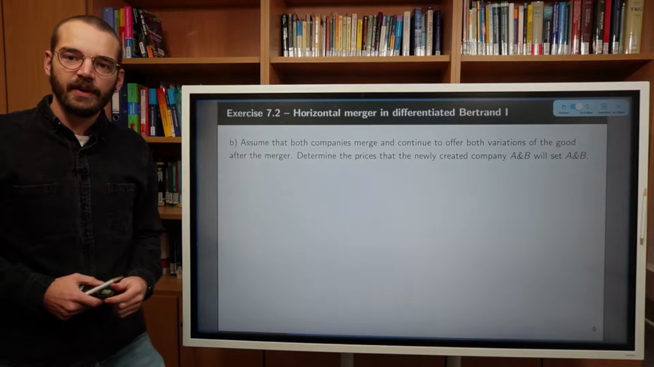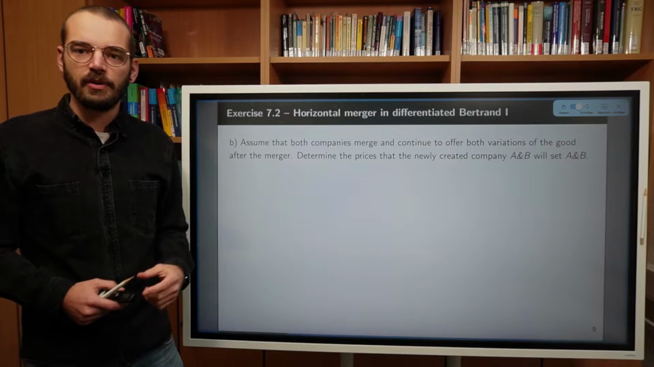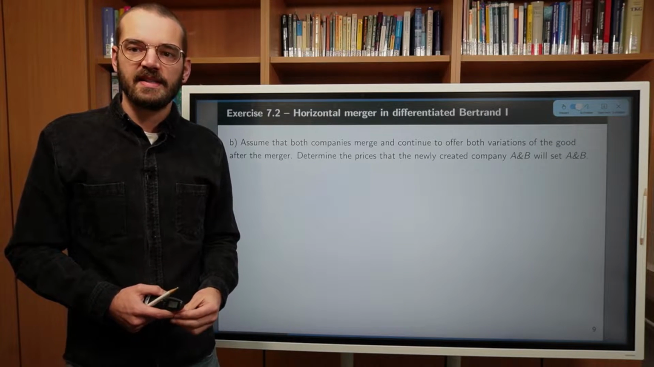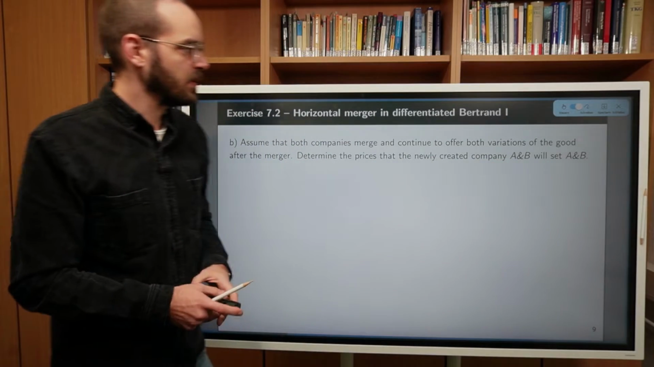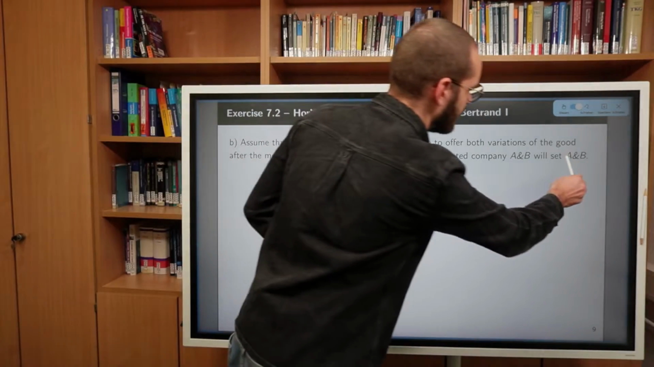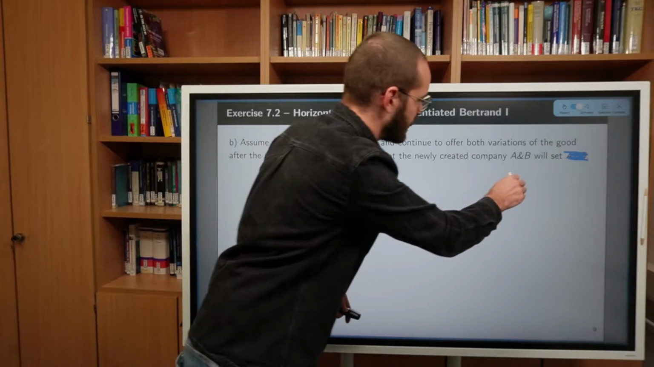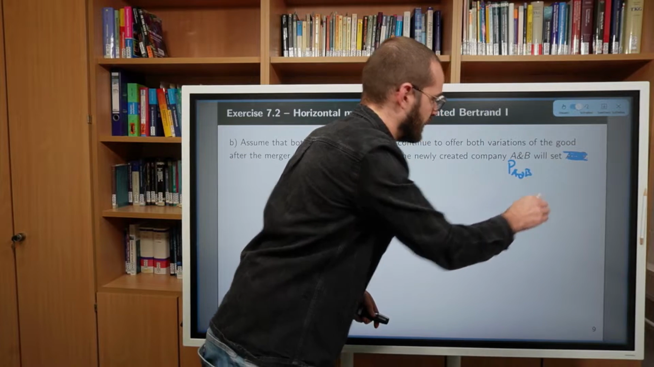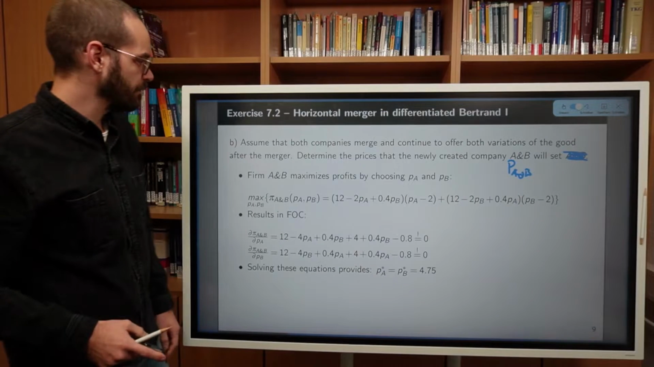Now in the next step, we are asked to assume that both companies merge and continue to offer both variations of the good after the merger. We are asked to determine the price that the newly created company, called A and B, will set. Excuse the mistake on the slide. We will call this price P with an index A and B, just following the notation of the previous slide, of course.